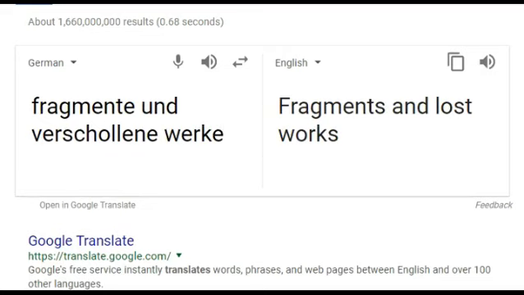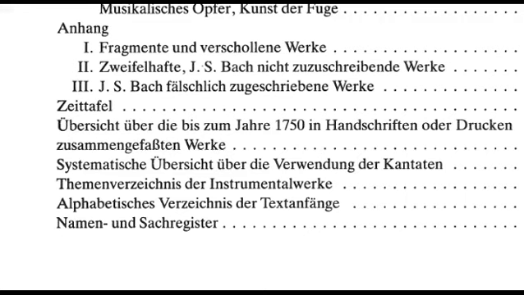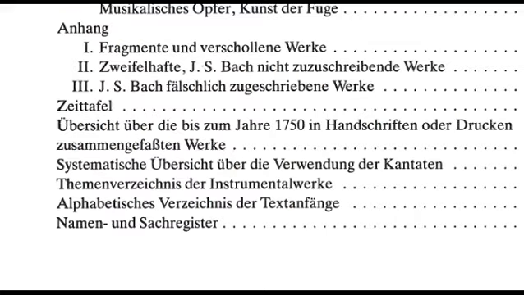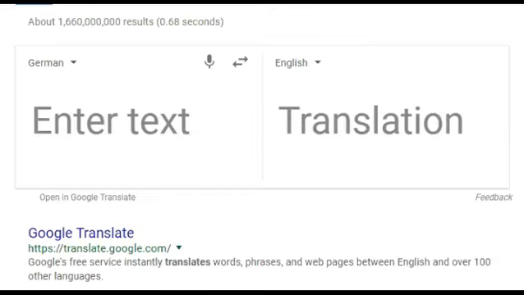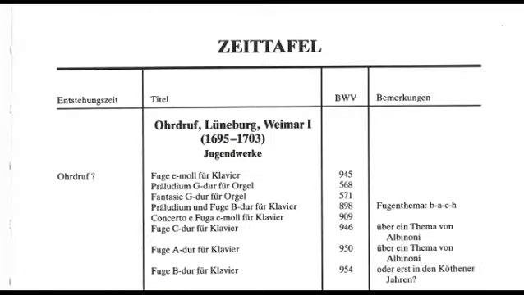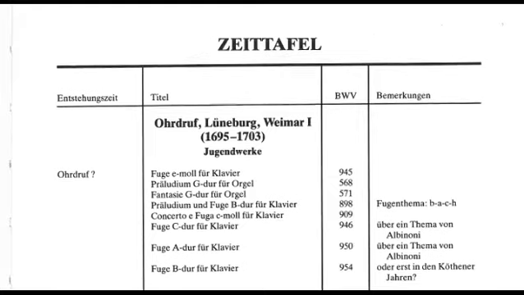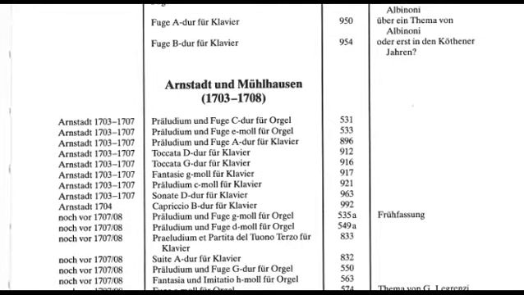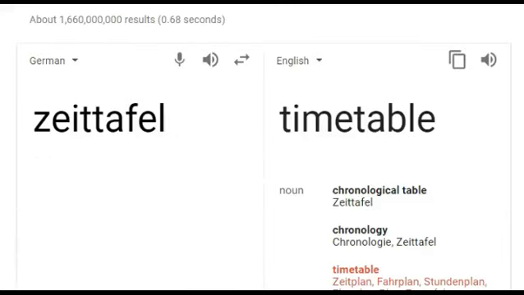Part B, the second part, lists works of dubious authenticity. And the third part lists works that have been falsely attributed to Bach. Because the BWV is arranged by classification, Schmieder also includes a separate chronological table of compositions, which helps us to understand them in sequence.